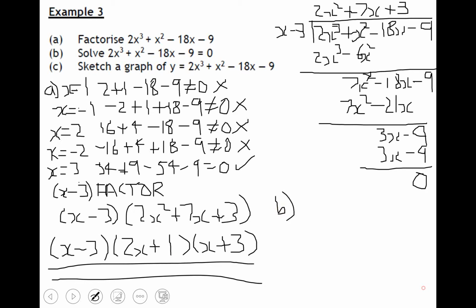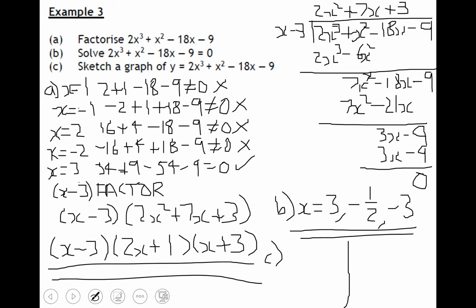Again, part B, the solution to the cubic equalling 0 will be the x values that make the bracket 0, which is, in this case, 3, minus a half, and minus 3. And again, similarly for a sketch, have the 3 places where it crosses the x-axis from solving, so positive cubic, so up, down, up again, crosses the y-axis at minus 9.